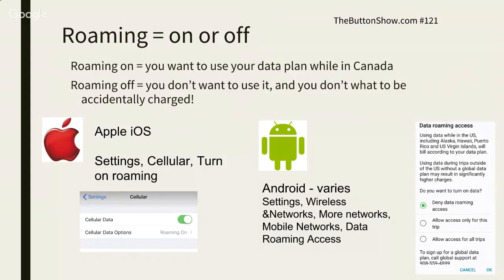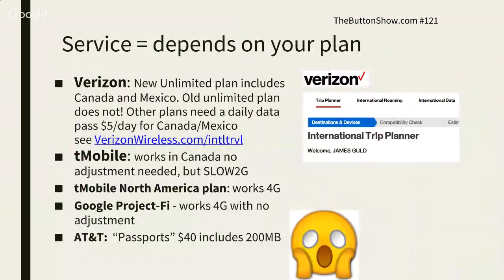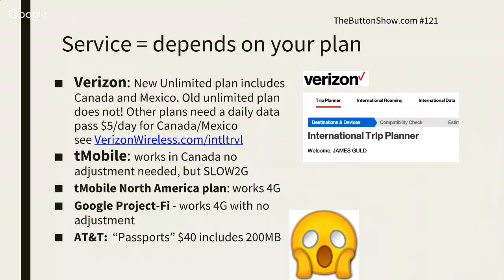But now I just want to spend a minute, since we were just in Canada, on whether or not you can actually get service. It depends on your plan. With Verizon, if you have the new unlimited plan, it includes Canada and Mexico. So that's nice. Although you're only allowed up to like a half a gigabyte a day, and that's not much. 4G, fast, yeah. The old unlimited plan, which is what we have, does not include Canada and Mexico. So we made sure to turn roaming off.